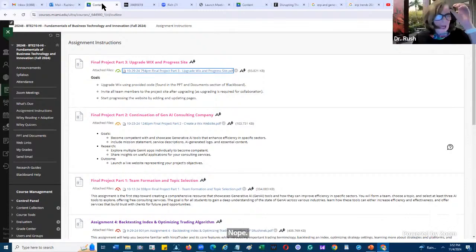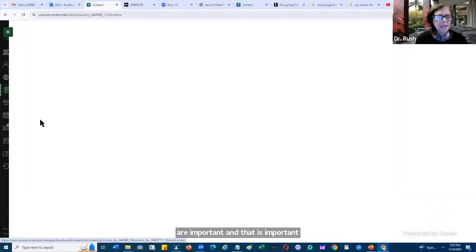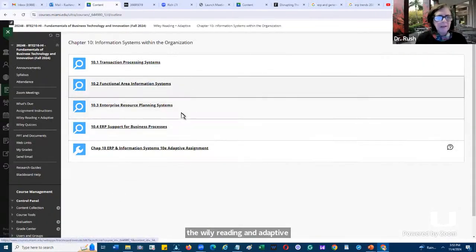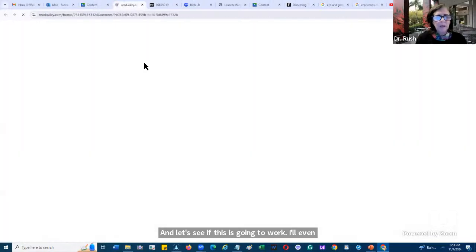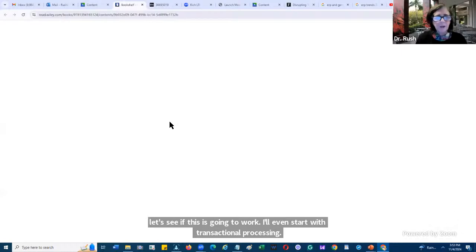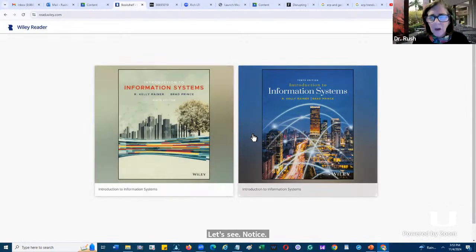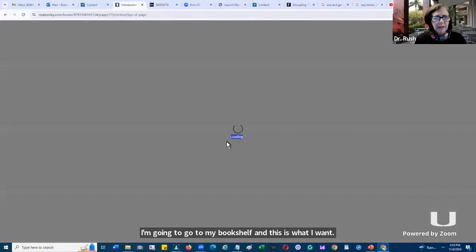Perfect. So we'll proceed there. In proceeding, let me talk about a few things that are important, and that is information systems. If I go to the Wiley Reading and Adaptive, and I go to chapter 10, let's see if this is going to work. I'll even start with transactional processing. Let's see if my link works. Sometimes they work, sometimes they don't. Notice I'm going to go to my bookshelf. I don't want the 9th edition, I want the 10th edition. So let's see if we can get into the 10th edition.